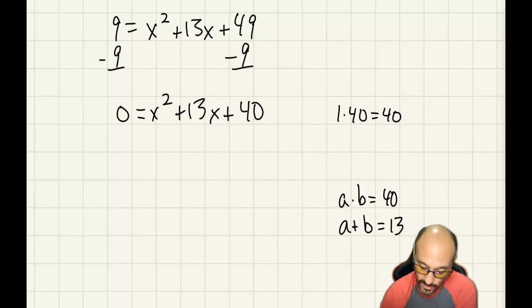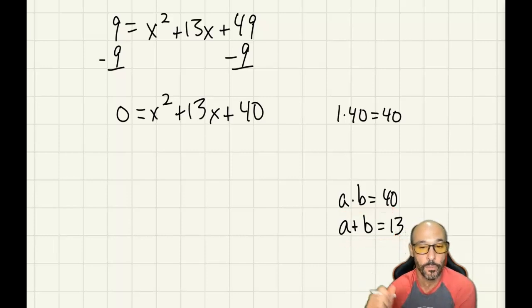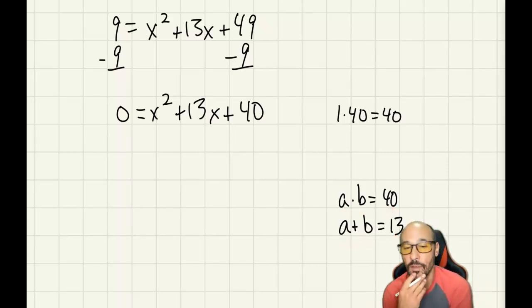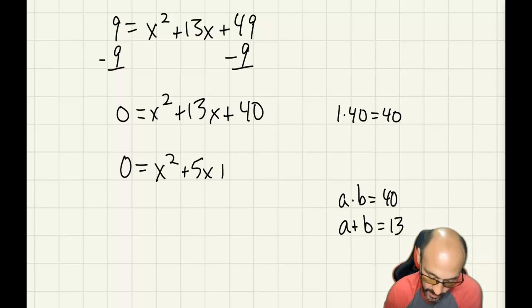They're both positive because the result of multiplying them is positive and the result of adding them is positive. So they've both got to be positive, and it's going to be 5 and 8. 5 times 8 is 40. 5 plus 8 is 13, excuse me. So this is 0 is equal to x squared plus 5x plus 8x plus 40.